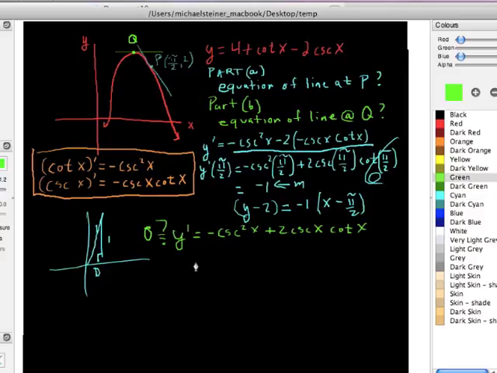Well, the truth is we can factor this. Let's try to factor this and take out a negative cosecant of x. So what are we left with here? We're left with cosecant of x plus 2, I'm sorry, minus 2 cotangent of x.